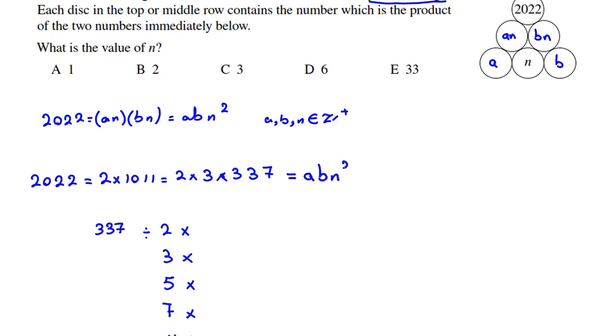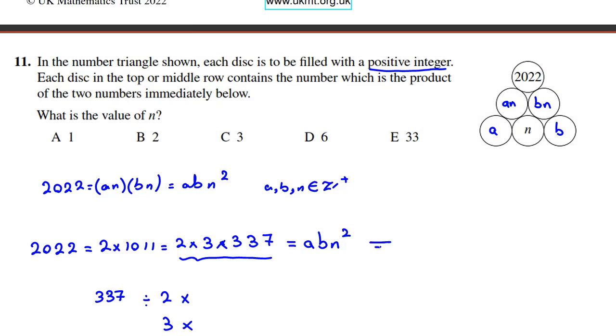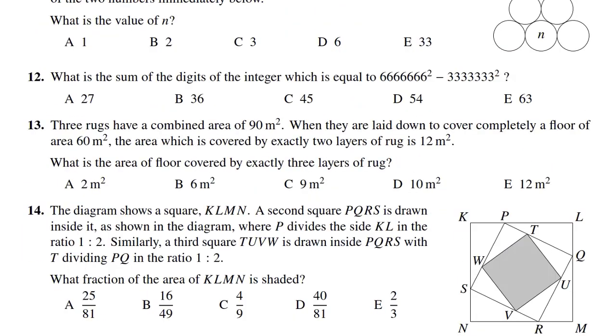And it is equal to ab n squared. So look here, we don't have any squared factor. We know n is a positive integer. The only possible case for n is what? For example, if n is 2, then here we should have 2 squared. Or if n is 3, we should have 3 squared. So the only possible case is n equals 1, and the answer is A. So let's try the next problem, problem 12.